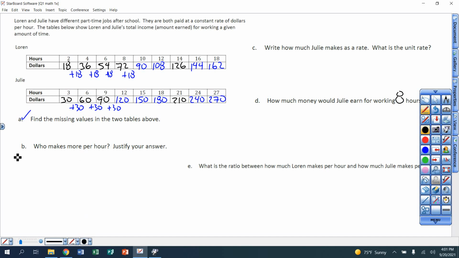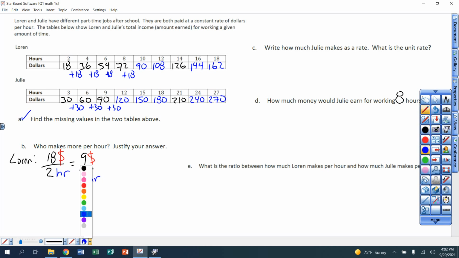So here we go. Let's do Lauren first. Lauren is making $18. Always dollars on top for unit rate. $18 for every 2 hours that she's working. If I divide that out, it will give me the unit rate, which is $9 for every 1 hour that she works. So $9 for every 1 hour.